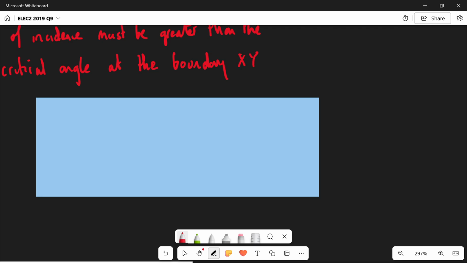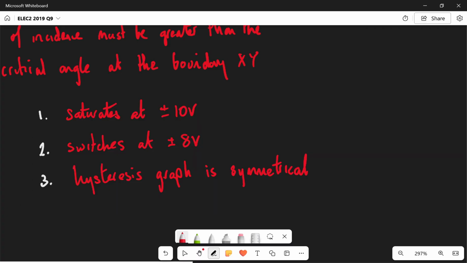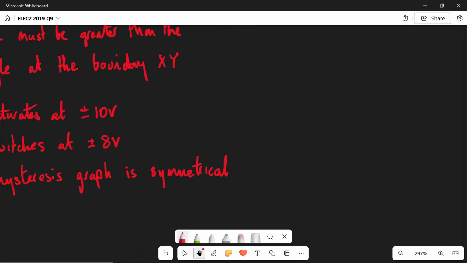Well, before we can draw any circuit diagram, we've got to be able to interpret the graph. And there are three things that we should be able to take away from the graph. And they are that it saturates at plus or minus 10 volts, and that's the horizontal maximum values. That it switches at plus or minus 8 volts, and they are the vertical lines. And it's symmetrical. I suppose that there is a fourth one we could take away, if we wanted to, that this is a non-inverting Schmitt trigger. All right, and the graph shape shows us that that's a non-inverting Schmitt trigger.